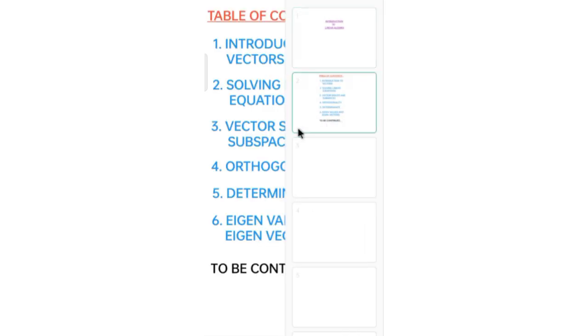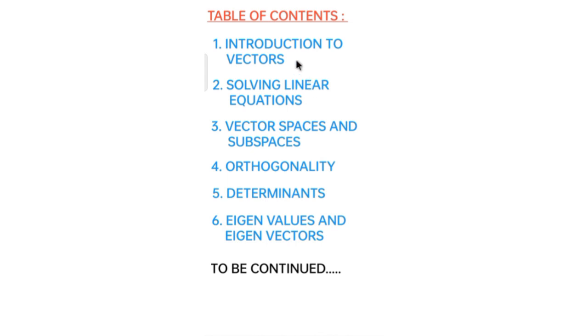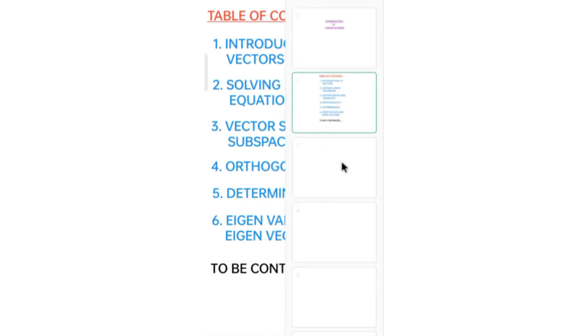Today, here is the table of contents. We are still in the first chapter, that is introduction to vectors. Today the first part of the lecture would be the dot product. Fine. So the first part is dot product.